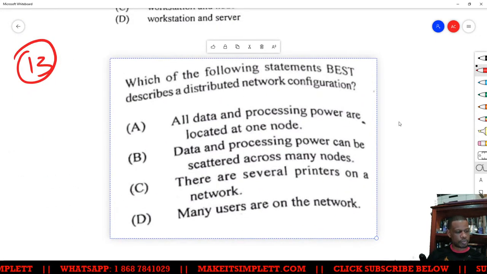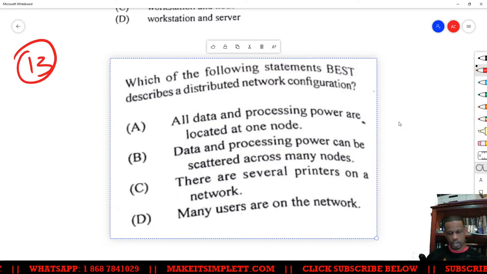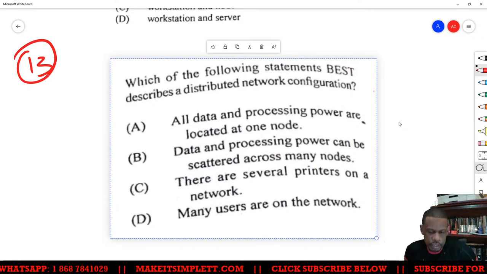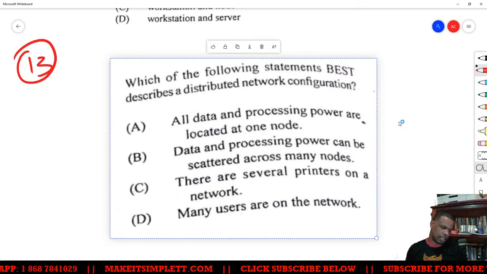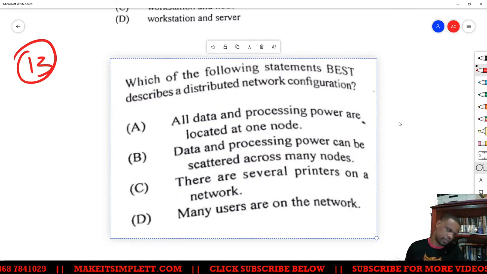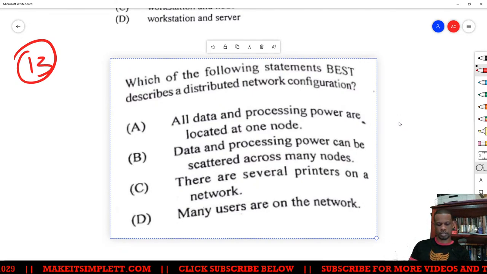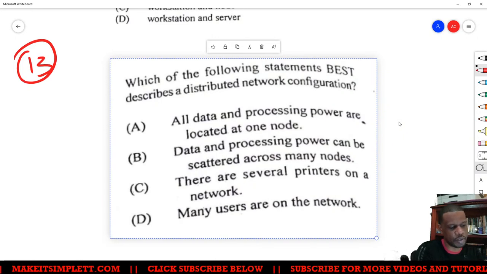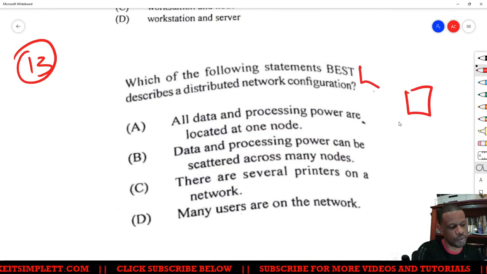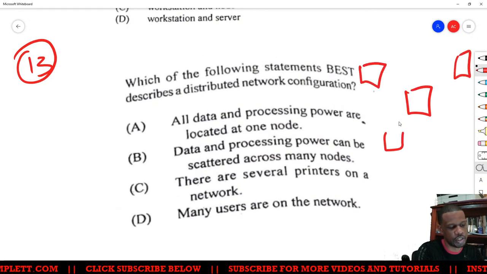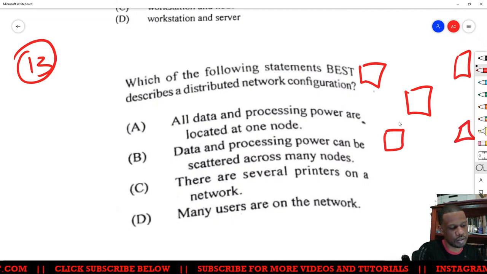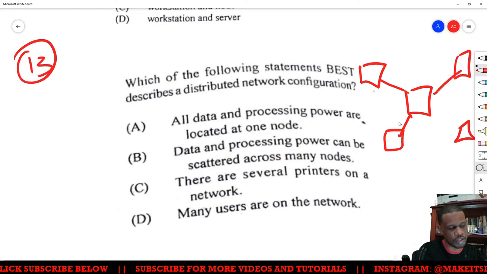Alright, which of the following statements best describes a distributed network configuration? Distributed networks, that's when you have not everything, not all the processing happening in one place. They have a central place, but then they have a substation here, a substation here, a substation here, a substation here. That's a distributed network. Yeah, substations.